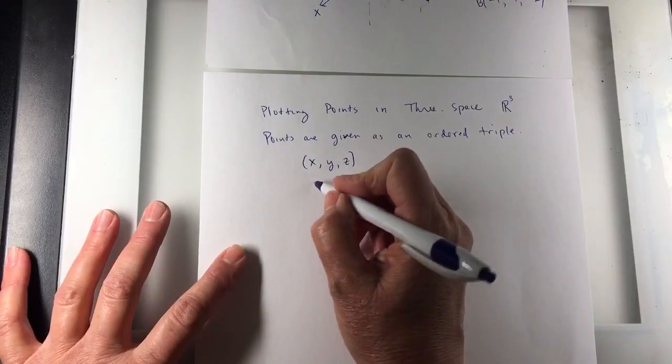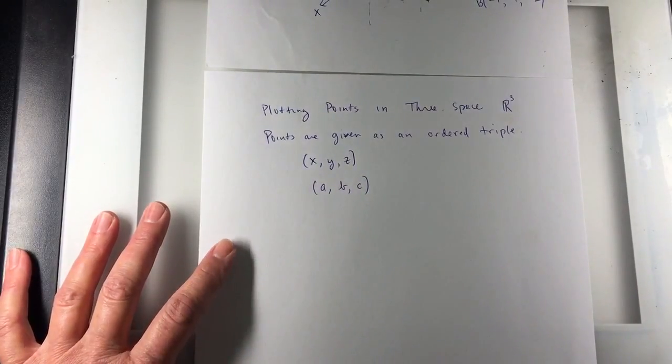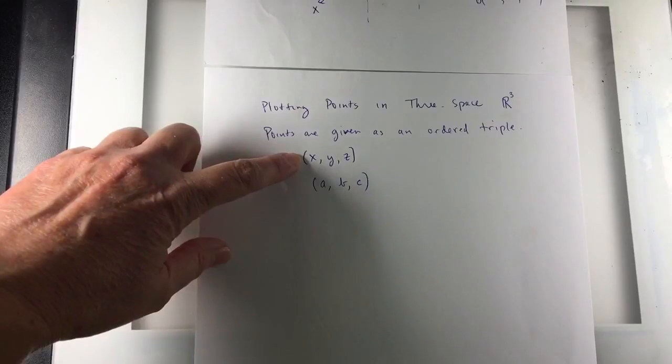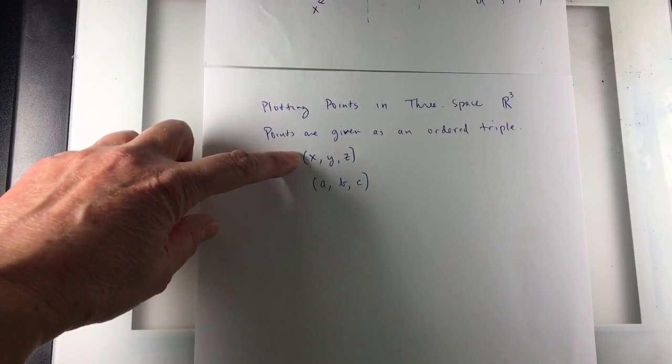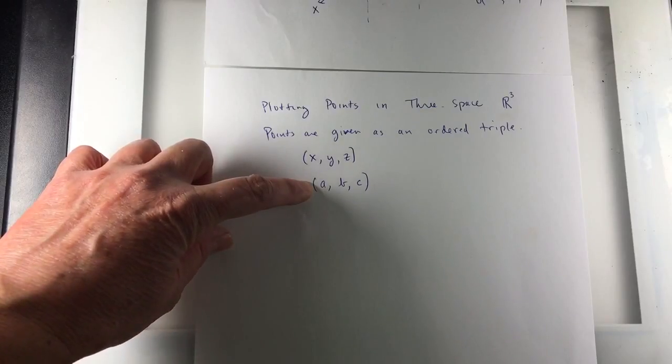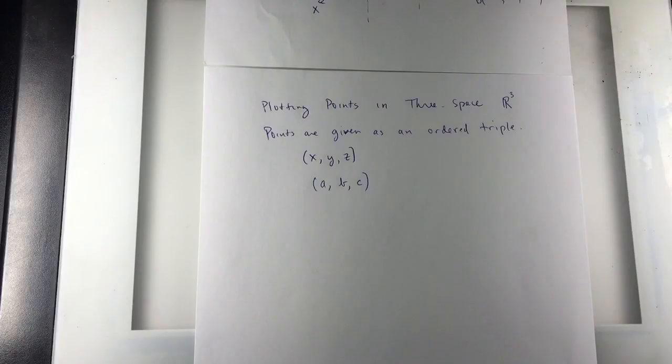And sometimes they might give a point ABC. Kind of the same thing. In the textbook, there is an implied difference between these two things. If I use letters toward the end of the alphabet, then we think of those as variables. Like the XYZ could represent every ordered triple. If they use letters toward the beginning of the alphabet, then they're implying those might be constants. I'm saying might because it doesn't have to be that way, but that's how math has evolved over hundreds of years.